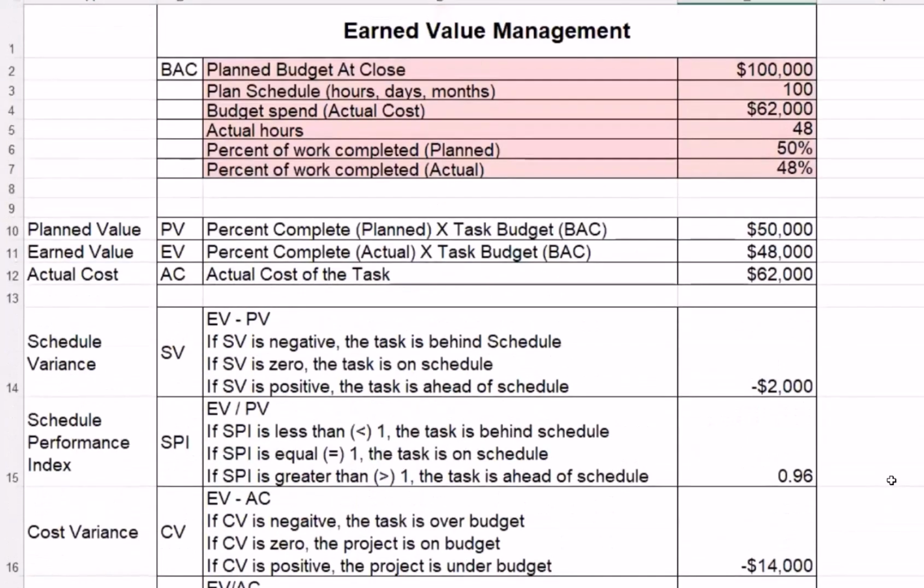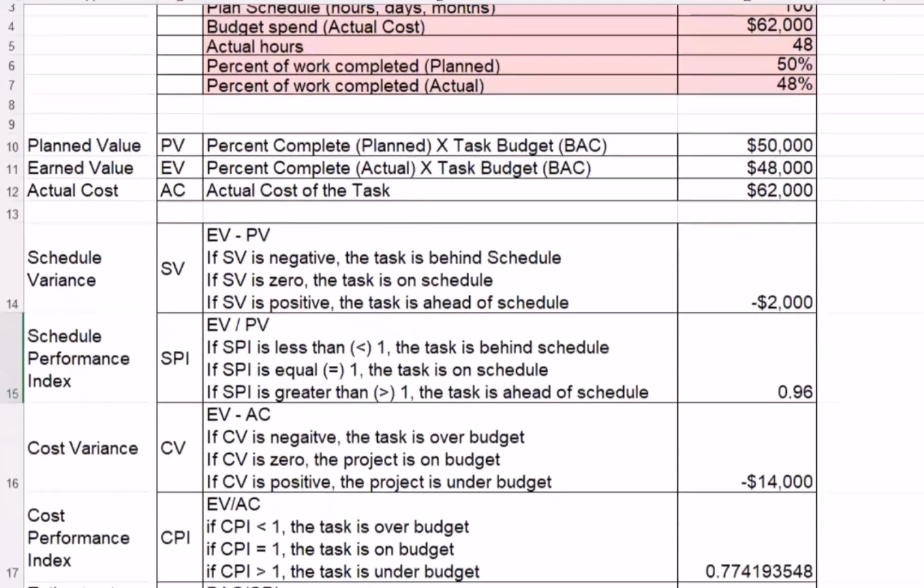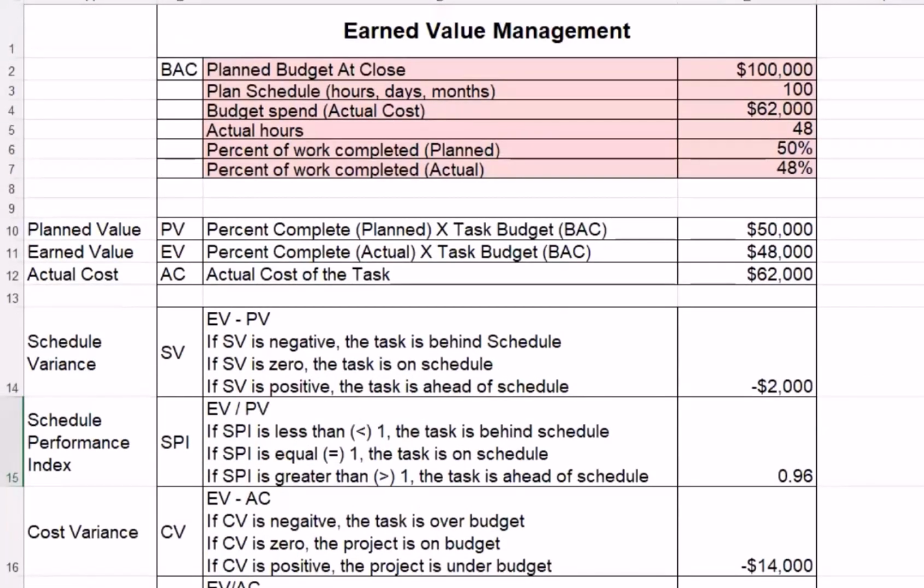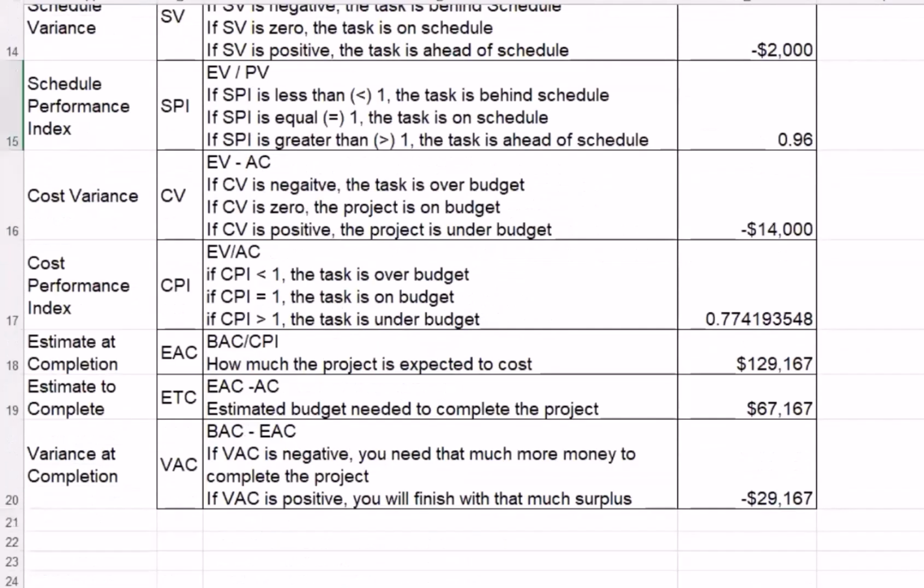So it's a pretty powerful tool, and we can do this check-in at any point in time. It gives us some really valuable information. We can give a prediction on where we need to make some changes.